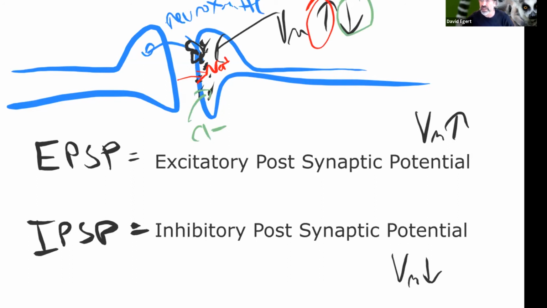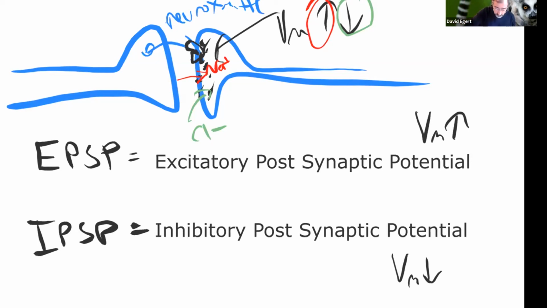Next, on Thursday, I'll talk more about specific kinds of neurotransmitters and receptors that are typical. But for right now, let's just say there are over 40 or 50 known neurotransmitters, and they can do different kinds of things. Sometimes they make it more positive, sometimes more negative.